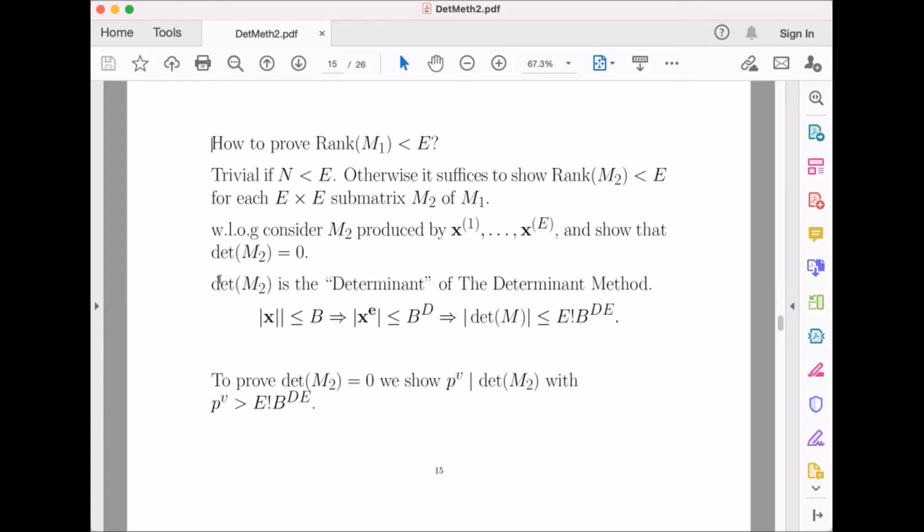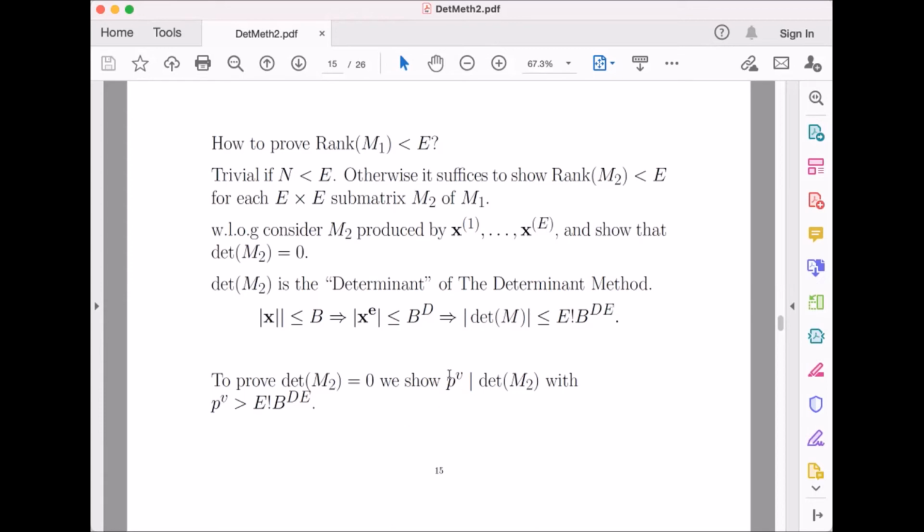So how are we going to prove that det M2 is equal to 0? Well, we're going to compare the Archimedean size with the p-adic size. The fact that the x's have norm at most b means that these monomials have size at most b to the d. It's an E by E matrix here, so the determinant has size at most E factorial times b to the de. So that's the Archimedean size.